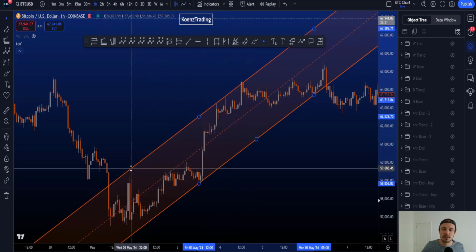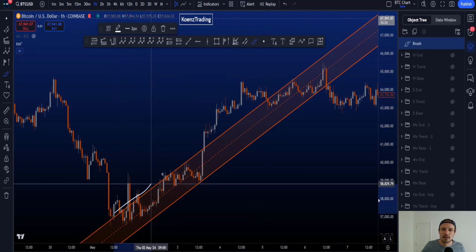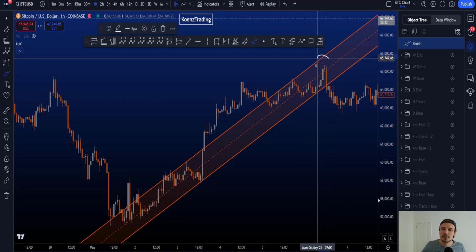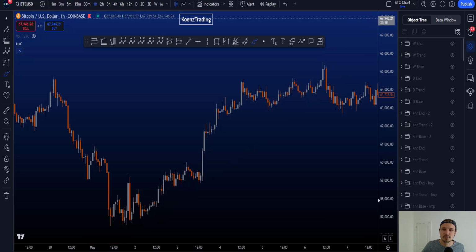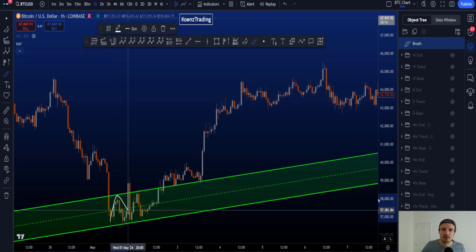We can always pull it to the high of your wave 1. Right, and in a diagonal, remember, this is your 1, 2, 3, you're looking for your 4 and your 5, and then you can see that your wave 5 did end in the upper half of the channel, which is nice to see.